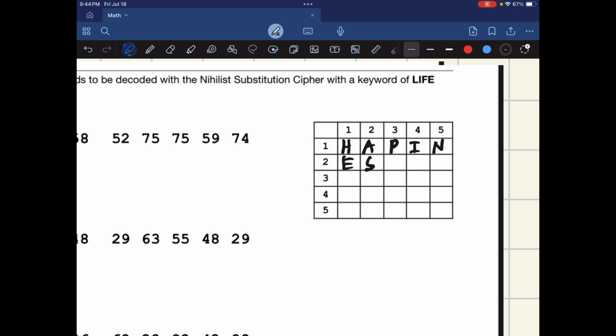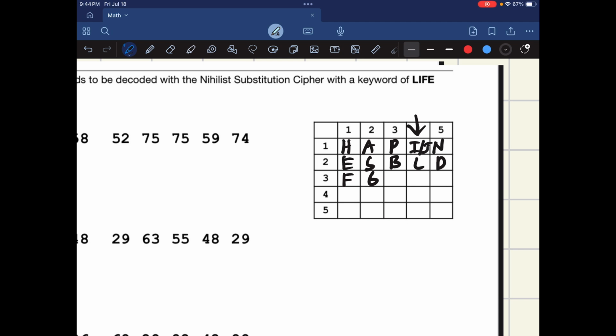Now we go from A to Z in alphabetical order. So we skip A because it's already in the keyword. B, C, D. We skip E, F, G. We skip H, I, and J. Remember, I and J occupy the same square. So in this case, it's supposed to be I/J.